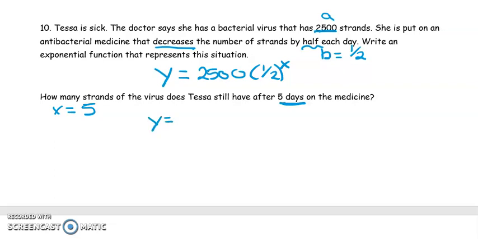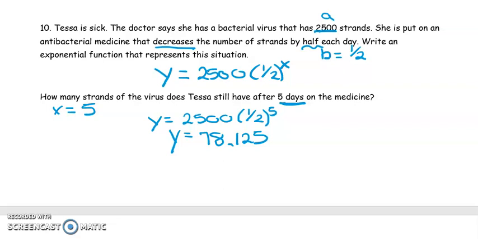So Y equals 2,500 times 1/2 to the 5th power. So all we're going to do is type it into our calculator. So I'm going to do that right now. 2,500 times 1/2 raised to the 5. And we are going to get that Y equals 78.125. And I'm not a doctor, so I don't really know if you can have a partial strand of virus or not. So I'm going to leave that as my answer for now.